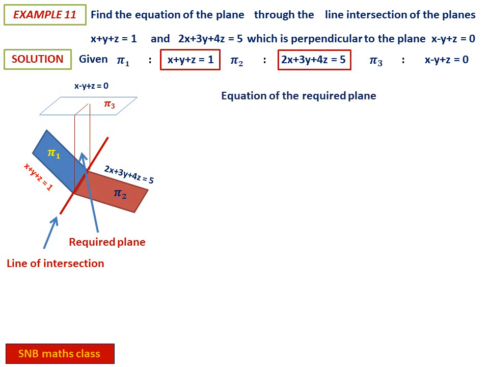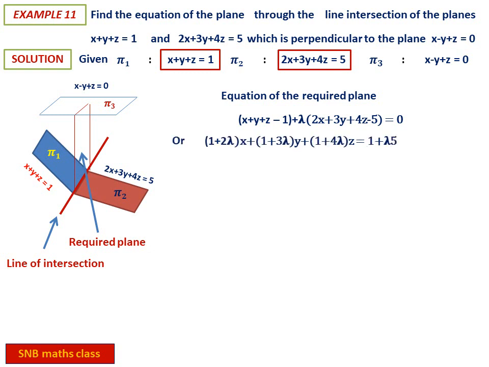Let us see how we can do it. The equation of the required plane, passing through the line of intersection of these two planes, we know the formula: x plus y plus z minus 1 plus lambda times 2x plus 3y plus 4z minus 5 equal to 0. This is the required equation, and we have to find the value of lambda. Simplifying, we get 1 plus 2 lambda x, plus 1 plus 3 lambda y, plus 1 plus 4 lambda z, equal to 1 plus 5 lambda. Let us call this equation 1, the required equation. How to find the value of lambda? That is the next step.